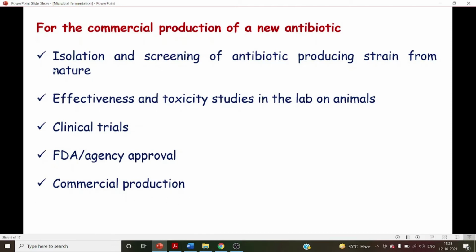So these are the few very basic steps which are followed for the commercial production of any novel antibiotic. Okay. सी जो ड्रग मेकिंग कंपनीज होती हैं उनकी अपनी R&D यूनिट होती है जिसमें कि ये सब काम जो है वो उनके अपने साइंटिस्ट होते हैं जो ये सब काम करते हैं.